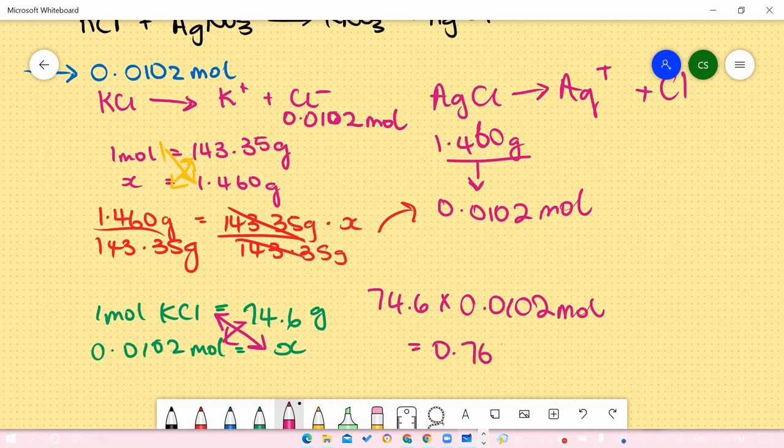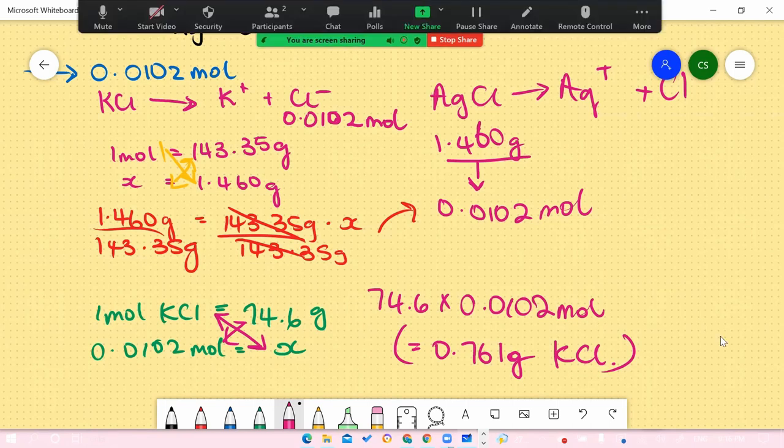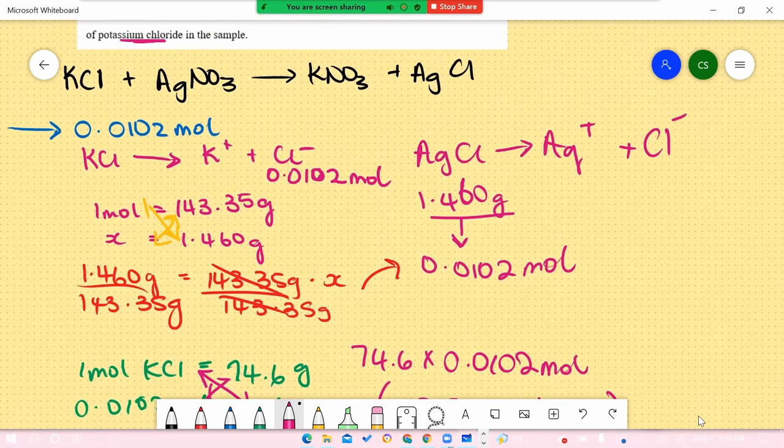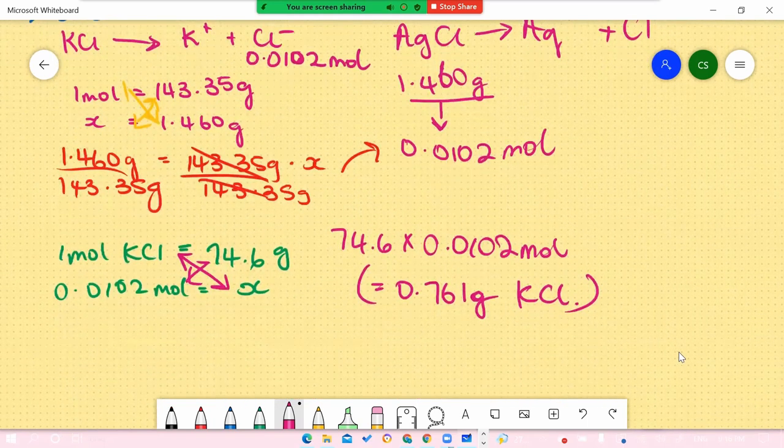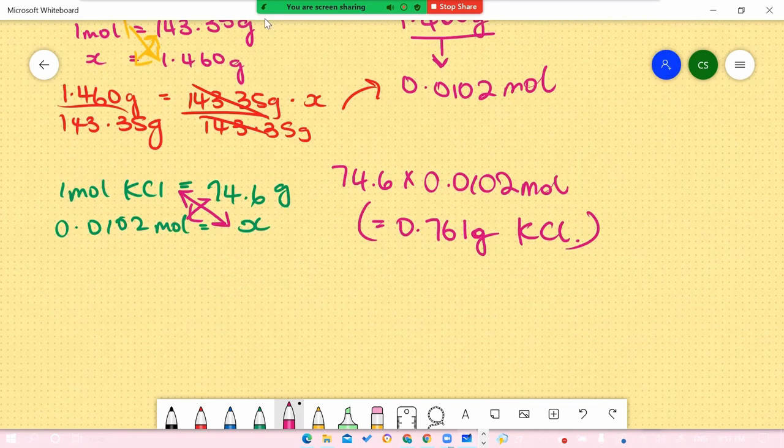0.761. So that means that in 0.0102 moles there are 0.761 grams. Very good. So that's the pure sample of KCl, right? Yeah. So the impure sample itself was 0.800 grams, right?